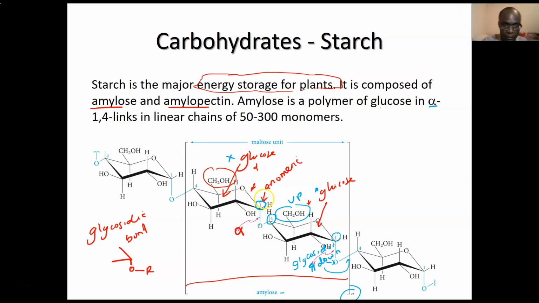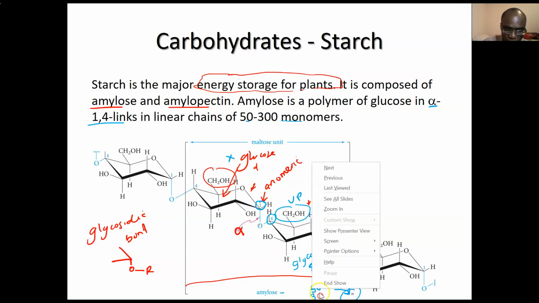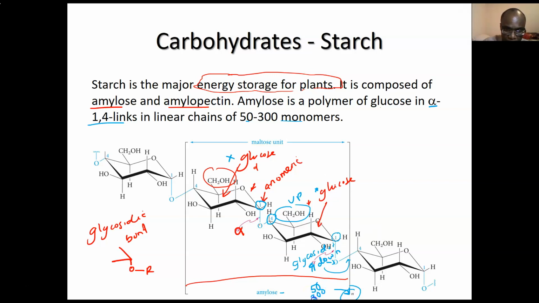So the two glucoses in amylose are connected by alpha 1,4 links in a linear chain of up to 50 to 300 monomers. So this n right here, this unit shown in brackets, could be repeated 25 times, which means you have 50 monomers, or could be repeated 150 times, which means you'll have 300 monomers. So this is just the chain length of the amylose, and it happens to be a maltose.